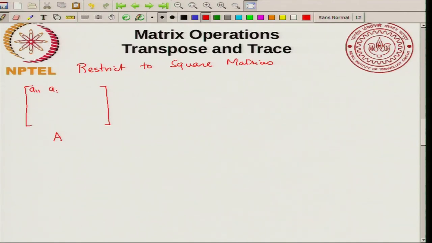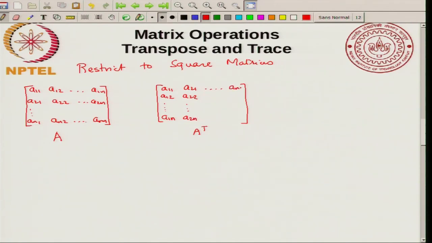So if this is A11, A12 up to A1n, A21, A22 up to A2n, AN1, AN2 up to ANN, then A transpose is given by the matrix where the rows and columns are swapped. So what you have is A11, A12 up to A1n, A21, A22 up to A2n, AN1, AN2 up to ANN. So that is A transpose.